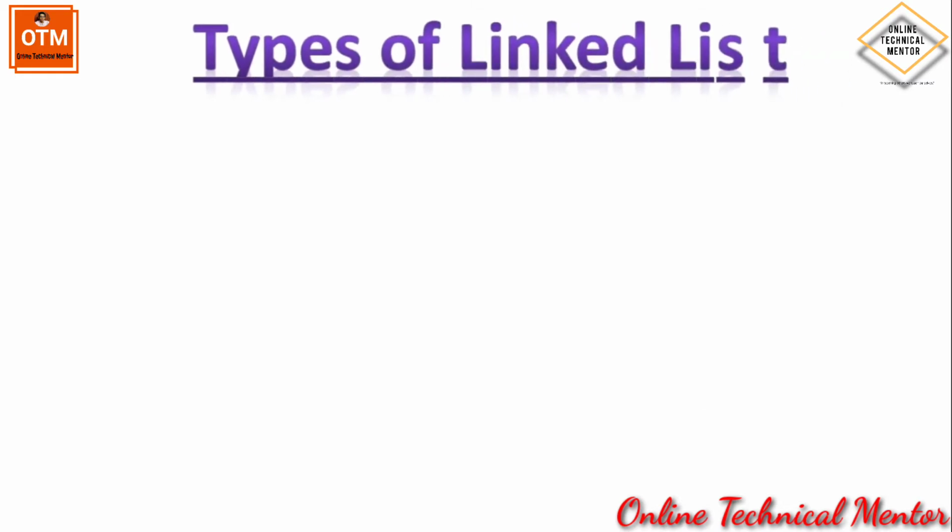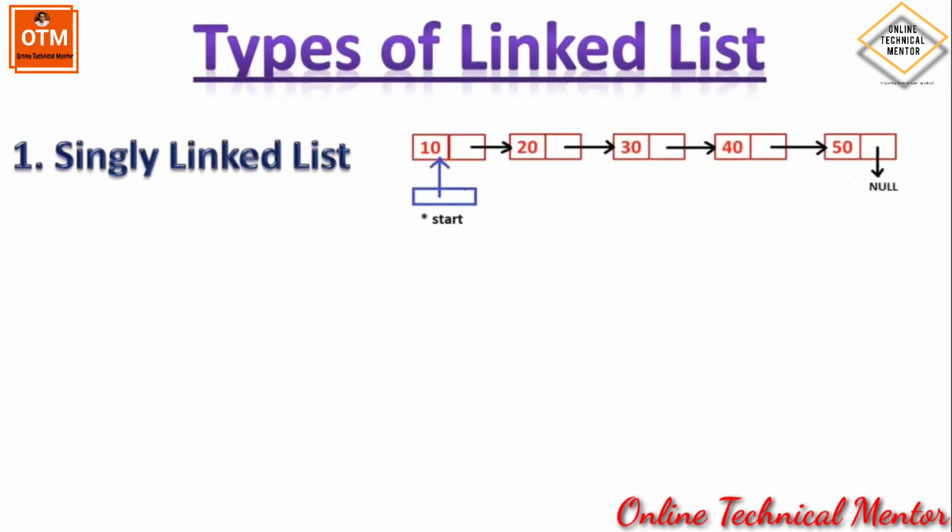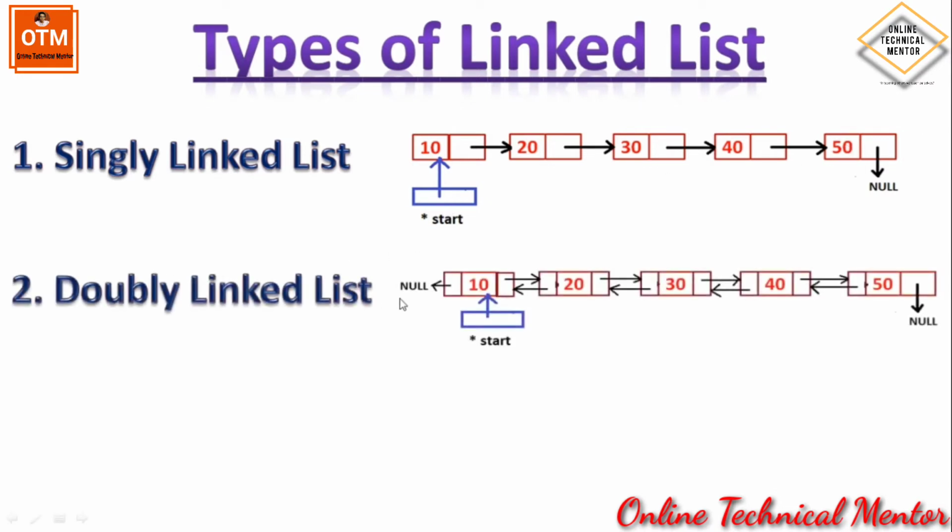Now let me tell you the types of linked list available. The first one is the singly linked list. In a singly linked list, only forward traversal or navigation is possible. That means we can access data from the start position and then move in a single direction. Reverse traversing is not possible. Next, doubly linked list. In a doubly linked list, there is a possibility of two-way traversal. That means you can go forward or move backward from any node. That is why it is called doubly linked list.